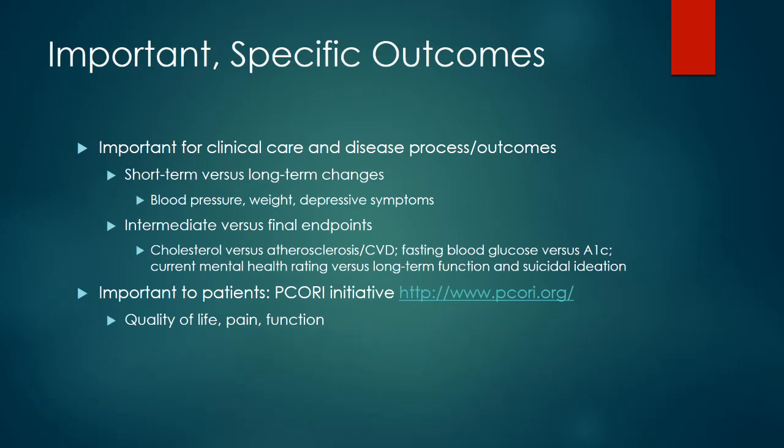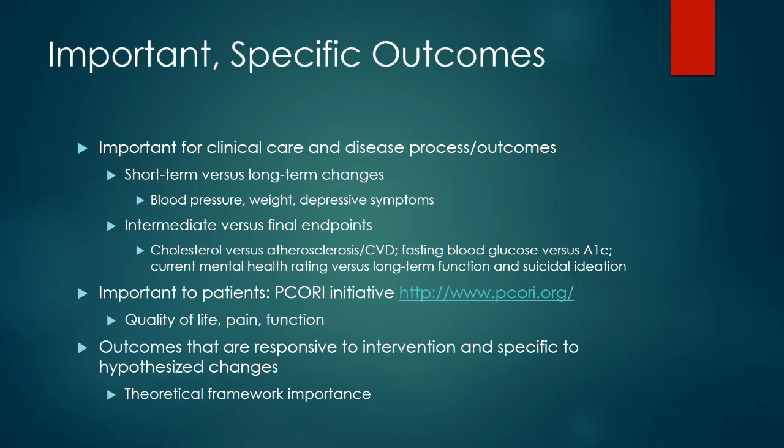We also should consider measuring outcomes that are important to patients. So patient-reported outcomes, the PCORI initiative is one example and has lots of measurement tools available there for researchers. And this would be things like quality of life, pain, function, satisfaction, other patient-important outcomes.